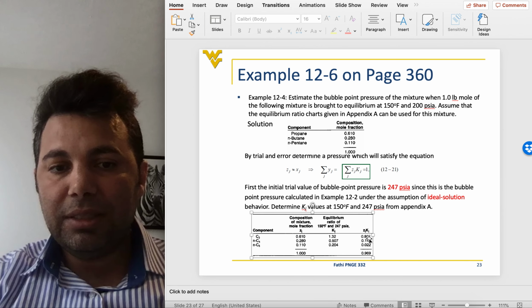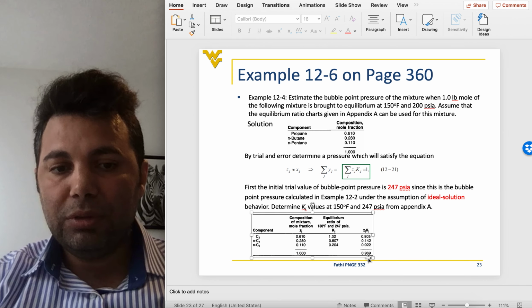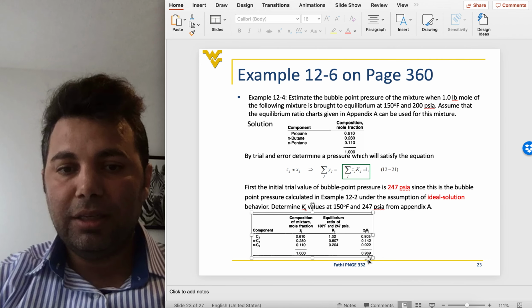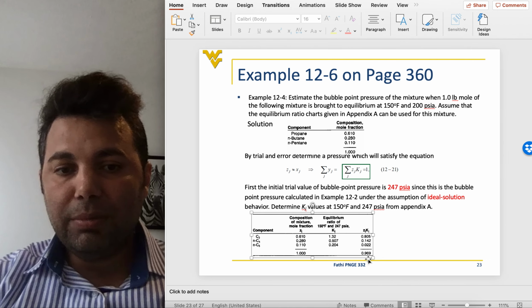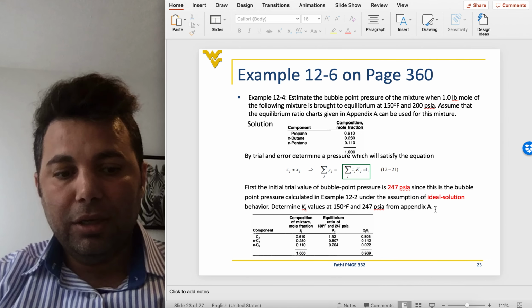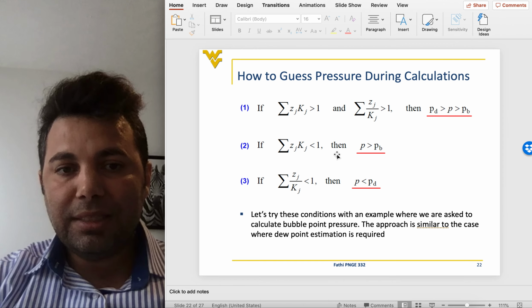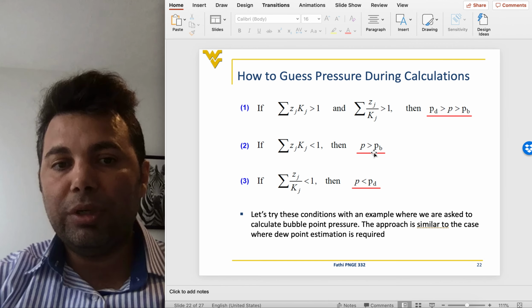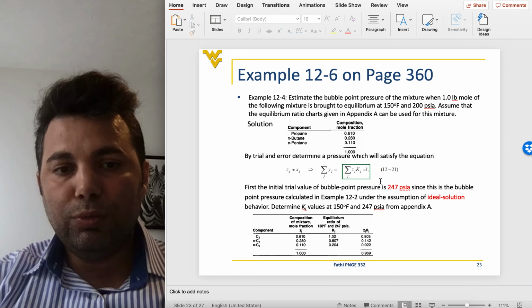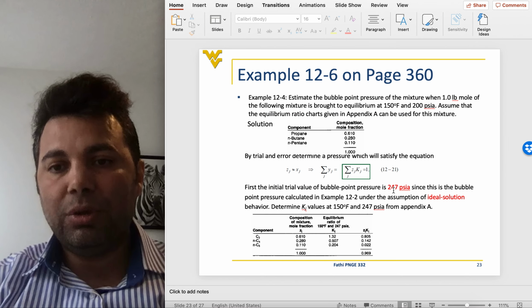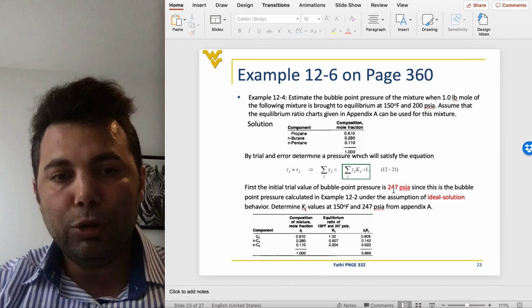And then we calculate the Zj times Kj. If we do, the value becomes 0.969. It's not equal to 1. The summation is less than 1. So I know if the summation is less than 1, the pressure that I picked is more than bubble point. So this 247 is more than bubble point pressure.